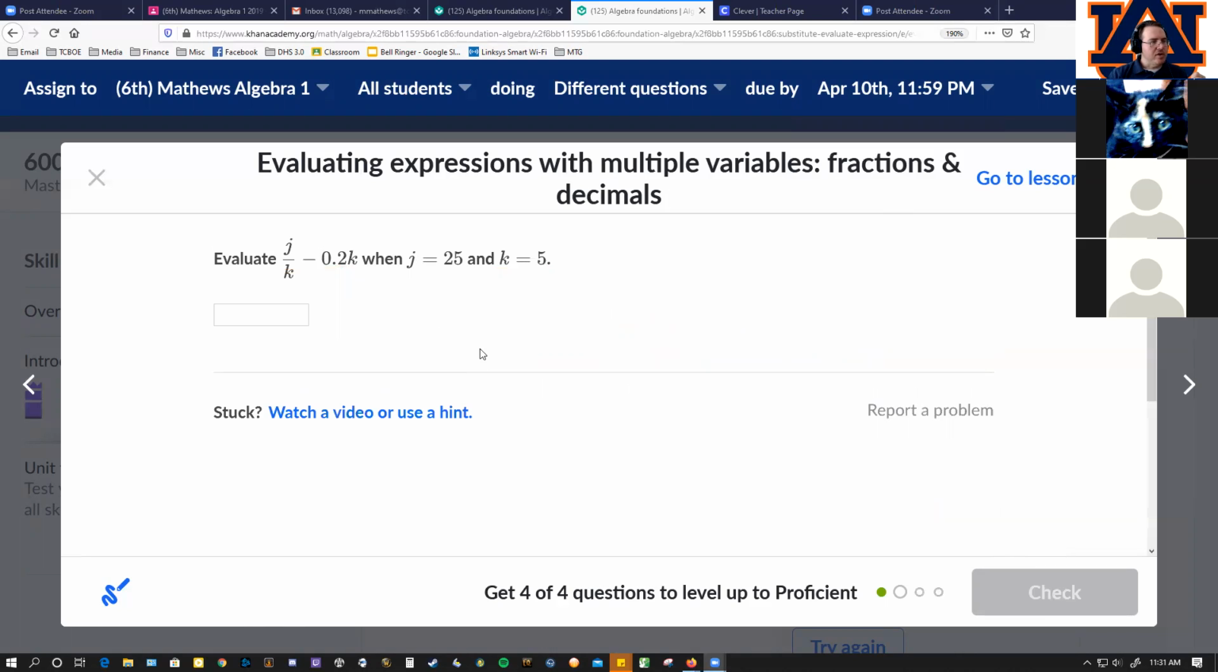All right, evaluate j over k minus 0.2k when j equals 25 and k equals 5. Okay, so I'm going to follow the exact same procedure here. I'm going to rewrite this expression I'm trying to evaluate, and these are the values they give me. So that would be j, which is 25, over k, which is 5, minus 0.2 times k, and k is 5.